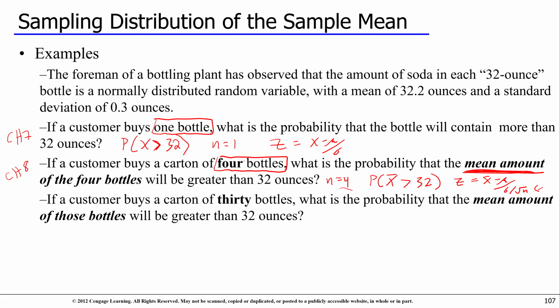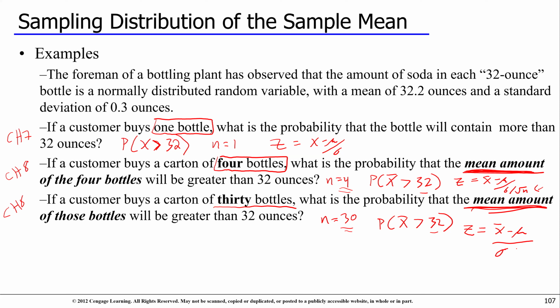And if you look at the next problem, this is also a chapter 8 problem. n is 30 bottles. So n equals 30. It asks, what's the probability that the mean amount will be greater than 32 ounces? Mean amount gives it away that it's chapter 8. So now it's the probability that X bar is greater than 32. You might say questions 2 and 3 are the same because they both ask for 32. To a certain degree, but the main difference is the sample size, 4 versus 30, a huge difference. The standardization formula we're still using here is X bar minus mu over your standard error.